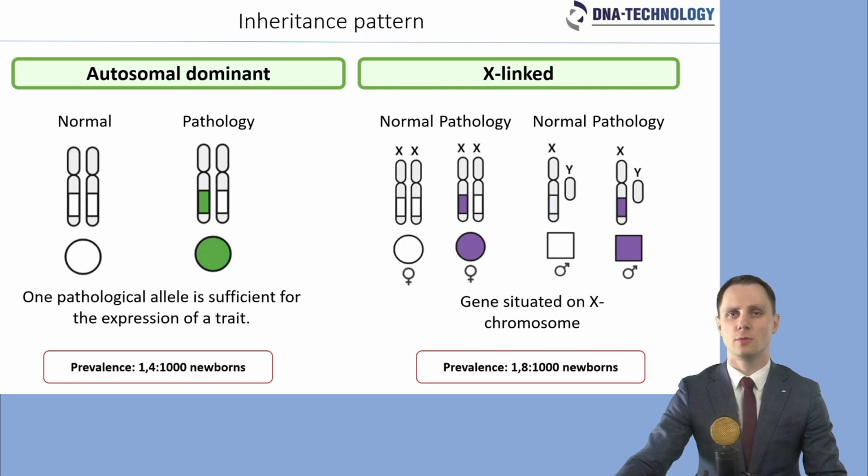In autosomal dominant diseases, a mutation in at least one chromosome, either from the father or from the mother, is sufficient for the development of the disease. In X-linked disorders, the genes in which mutations lead to the disease are located on the sex chromosomes, and the development of diseases is associated with the person's biological sex.